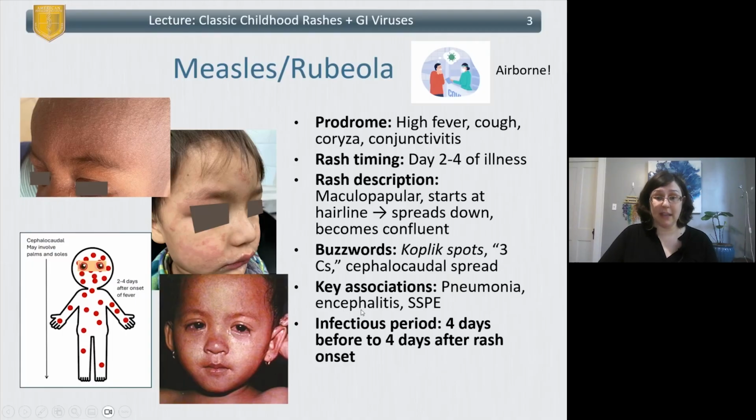You can also get encephalitis. And then SSPE is a presentation of severe neurological decline that can occur many years following measles infection. The infectious period is 4 days before to 4 days after rash onset, which is what makes measles so dangerous, because oftentimes people are very infectious before they're even aware that they have measles or this classic rash. So measles: 4 days before to 4 days after.